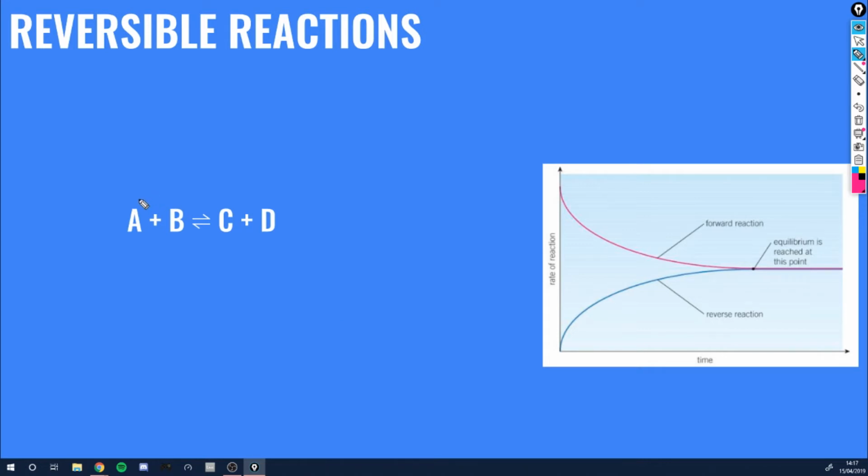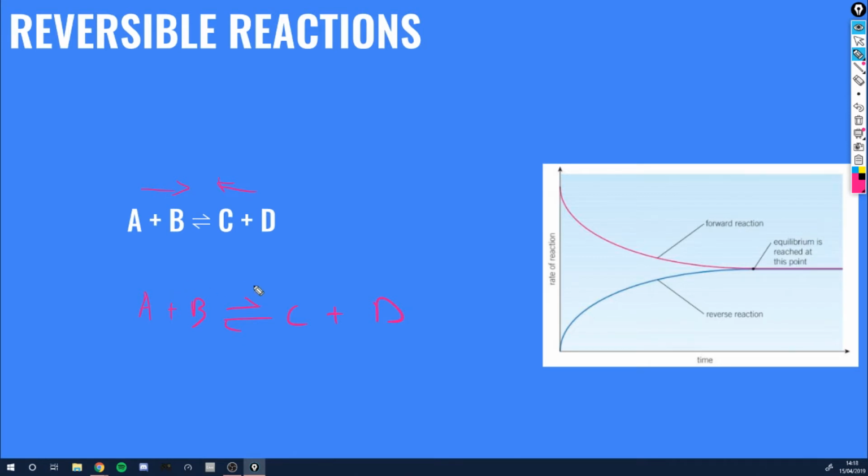Equilibrium is when these two go back and forth until the rate of reaction on both sides are equal. So that means they will produce, in a closed system where nothing is changing, they will have the same number of molecules. So a way to show this is that A plus B, C plus D.